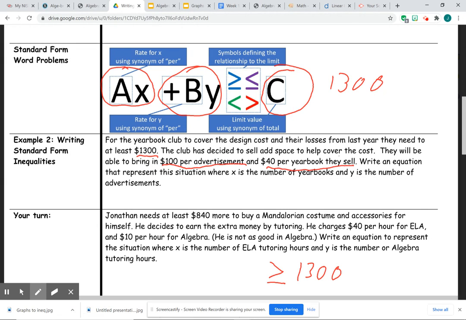Write an equation to represent the situation where X is the number of yearbooks. So that means 40 goes with the X, and Y is the number of advertisements. So plus $100 Y. That's it. Just a slight transition. Notice we had two things that were changing in price. Now it's your turn.